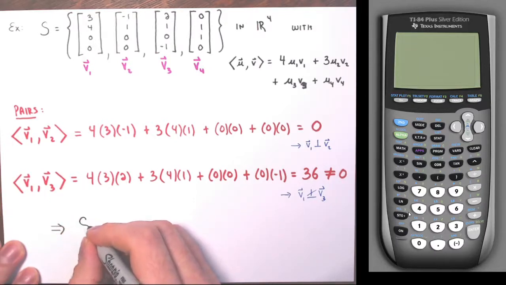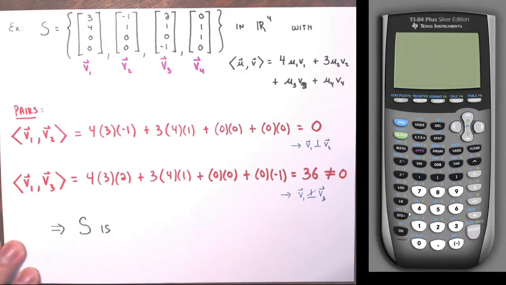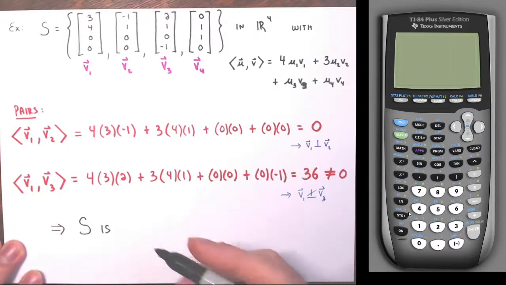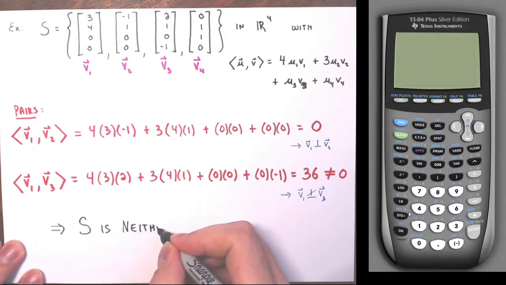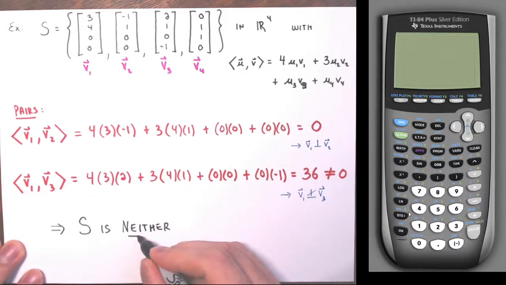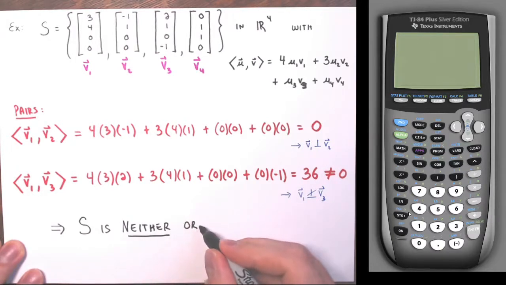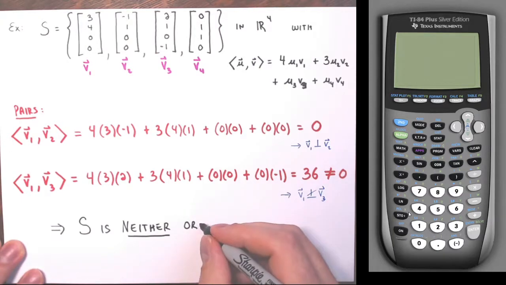So S here, if it's not orthogonal, it can't possibly be orthonormal. Because in order to be orthonormal, you have to be orthogonal and have unit vectors. So S is neither orthogonal nor orthonormal, because if you're not orthogonal, you're definitely not going to be orthonormal.